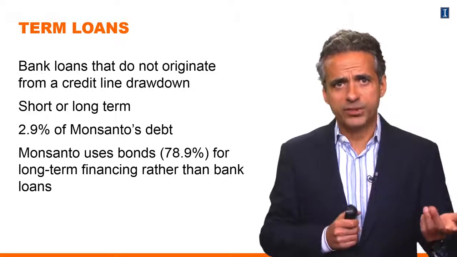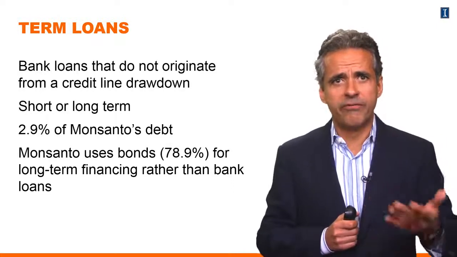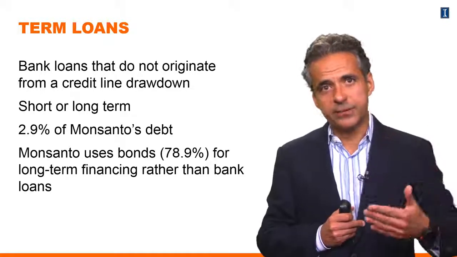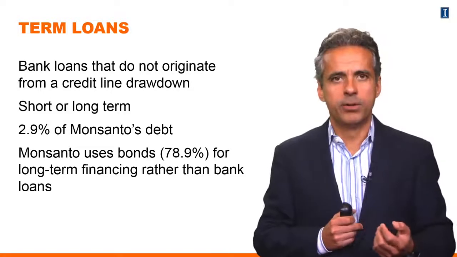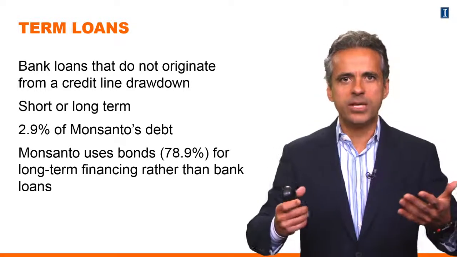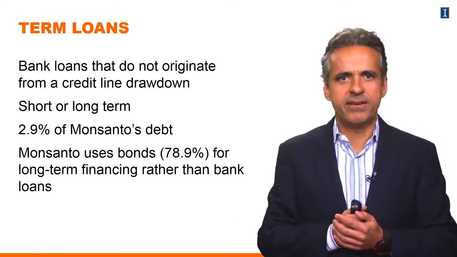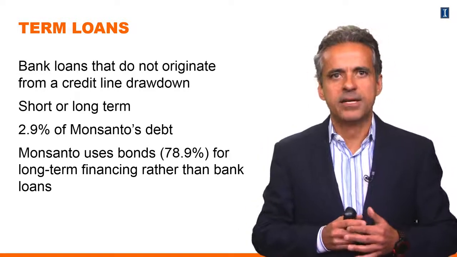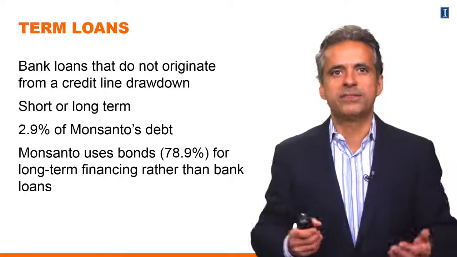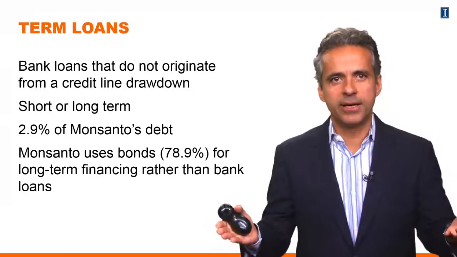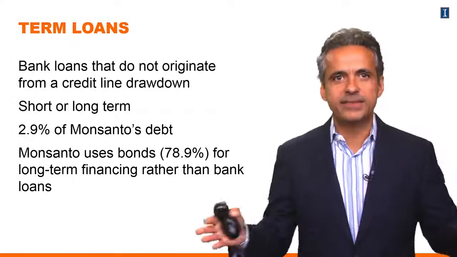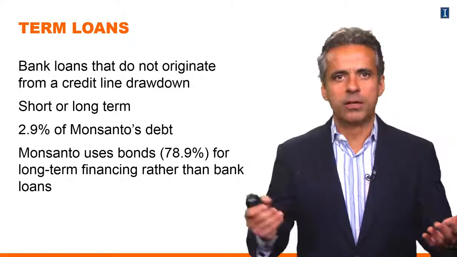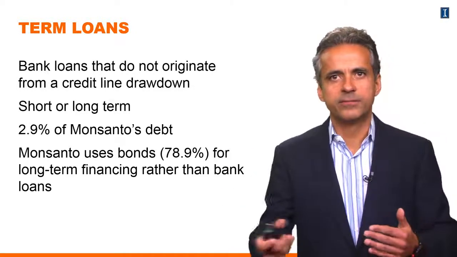For Monsanto, it wasn't a very important form of financing. Only 3% of the total debt was coming from term loans. Essentially, what Monsanto is doing is using bonds for its financing. So 79% of the debt that Monsanto has comes from bonds that Monsanto issues in the financial markets, like the bond we were talking about. Remember that I gave an example of a specific Monsanto bond. That is how the company is financing itself long term. Rather than bank loans, they are using bonds.